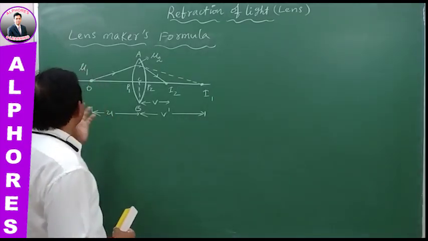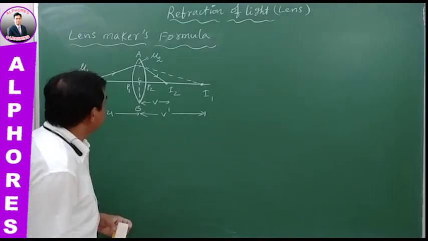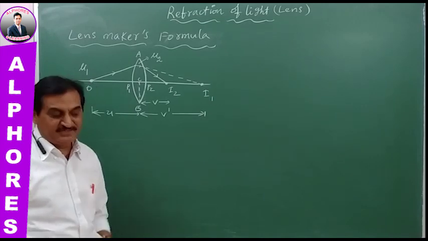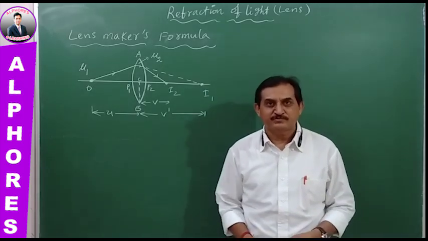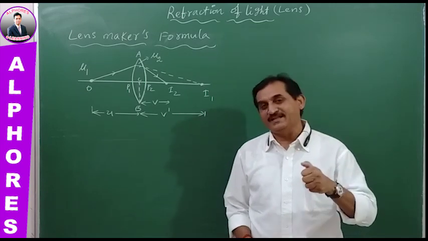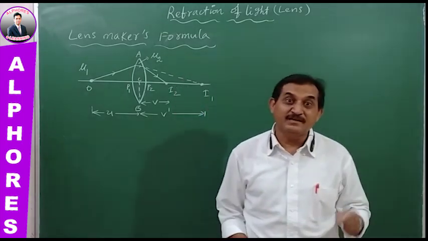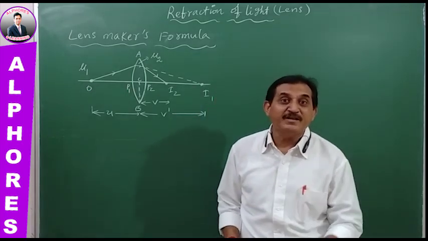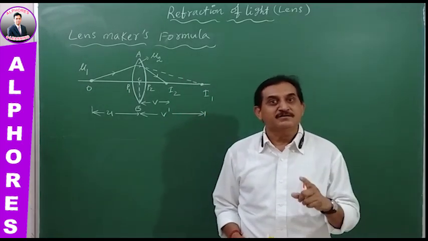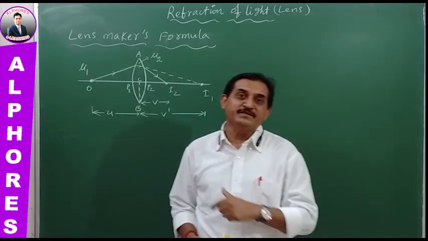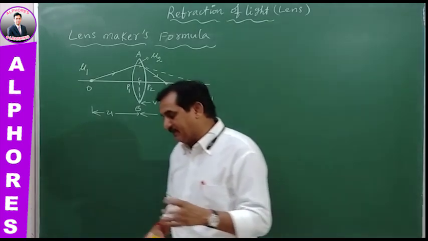Next, let us go for the lens maker's formula. It is also a very, very important concept. What does it mean? Lens maker's formula means a technician who prepares the lens to attain the desired focal length. The material is to be ground over the machine. So you should use a formula to prepare a lens. Whatever focal length you need, the lens is constructed by a technician using a formula known as the lens maker's formula.